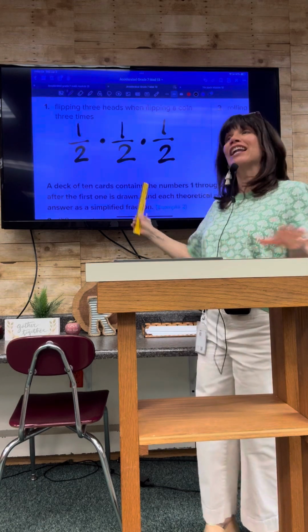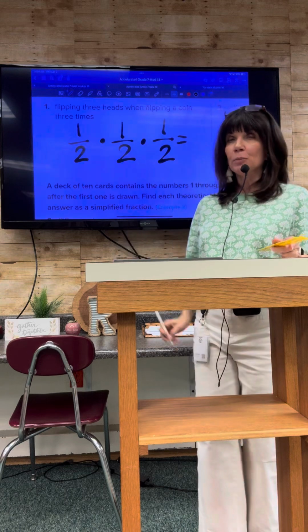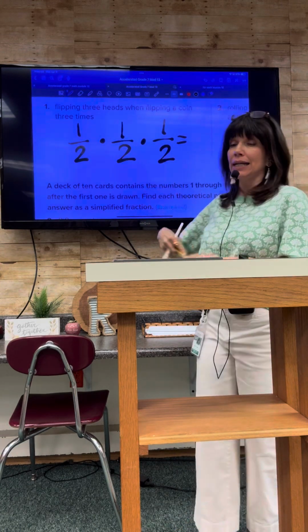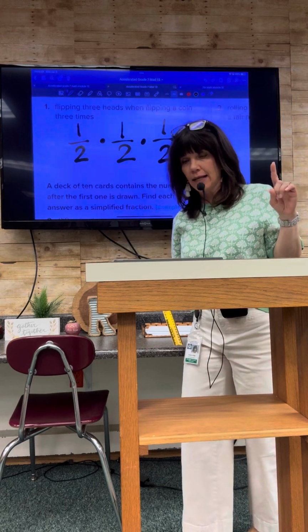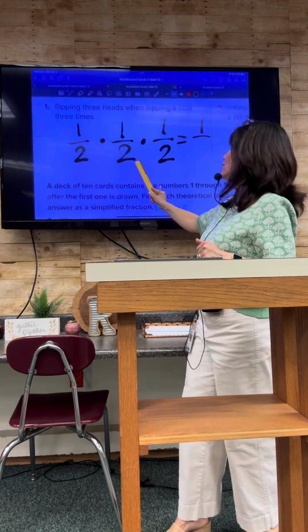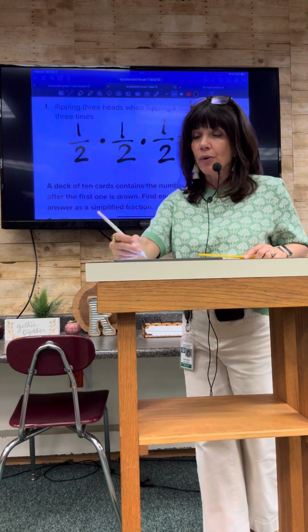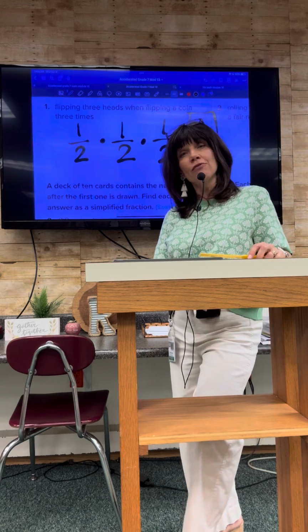Well, am I finished writing times 1/2? Yes. Now I just need to multiply all my numerators. 1 times 1 times 1 equals 1. Think carefully before you do this last one. Do not say 6. 2 times 2 times 2 equals 8. Excellent job. So in a moment, on your calculator, you will type 1/8 or 1 divided by 8.